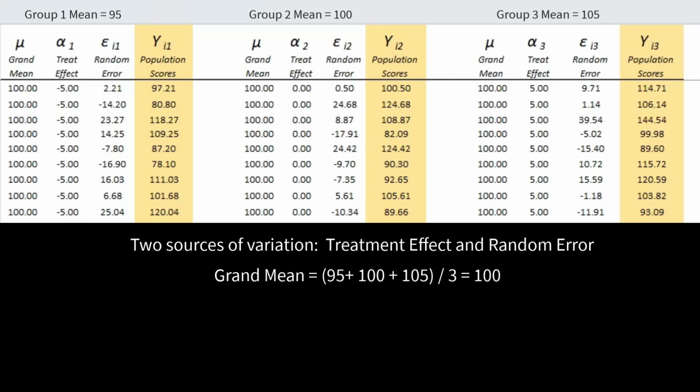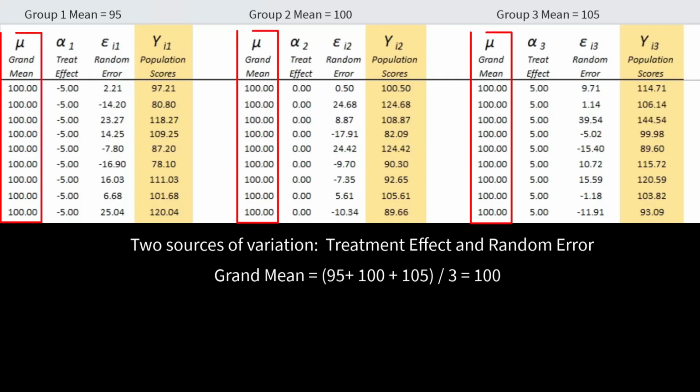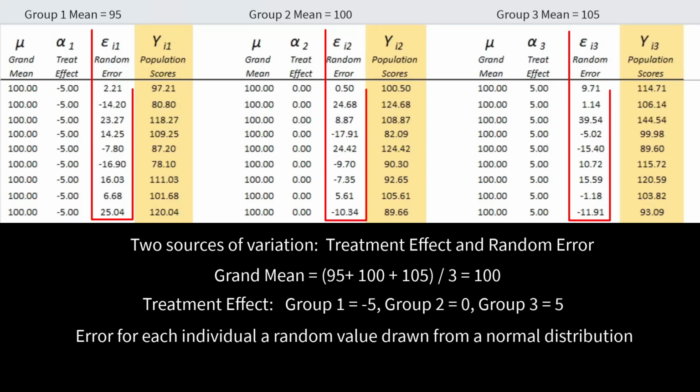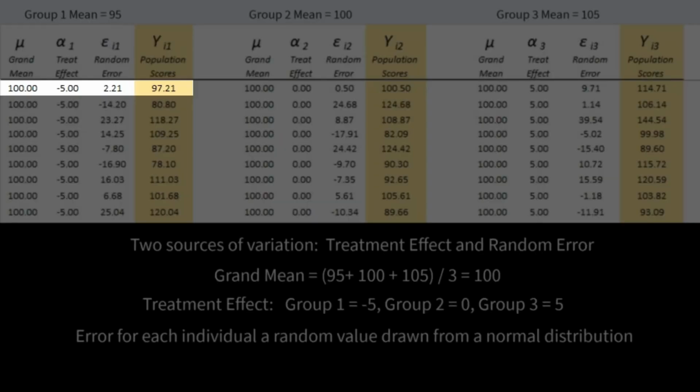The grand mean mu is equal to 95 plus 100 plus 105 divided by 3, which equals 100. The treatment effects, alpha sub j, are minus 5, 0, and 5 for each of the three groups respectively. The error terms, epsilon sub ij, are random values drawn from a normal distribution with a mean of 0 and a variance of 225. So the score for an individual in the first group becomes 100 minus 5 plus error, which equals 95 plus their individual error value.